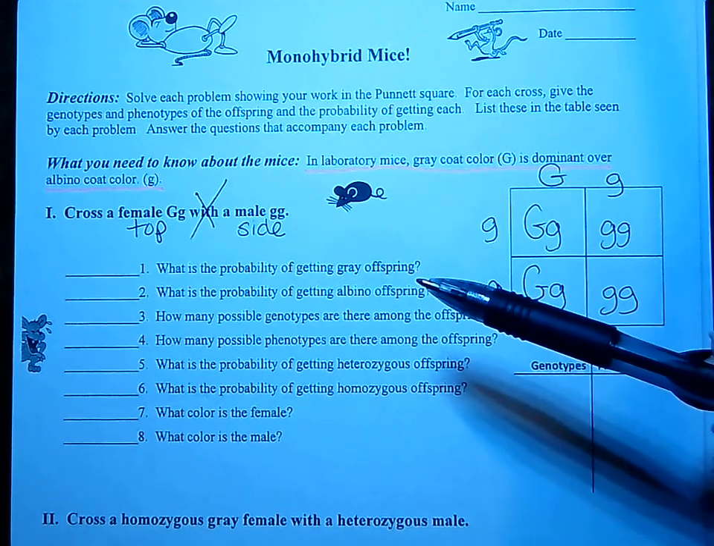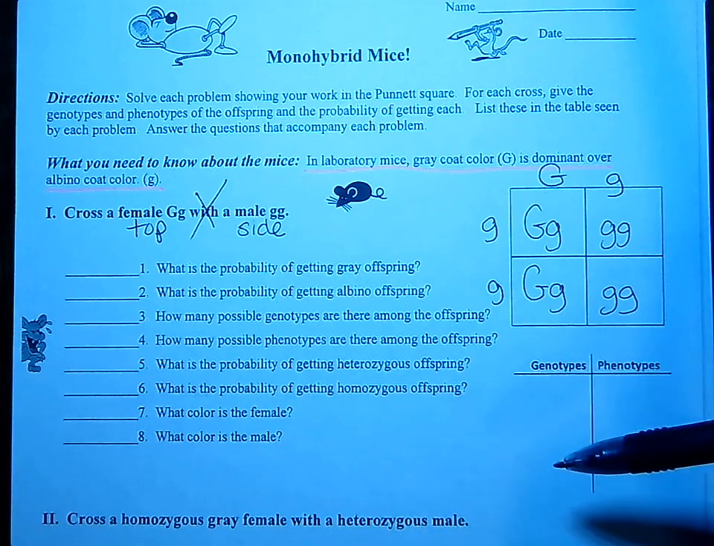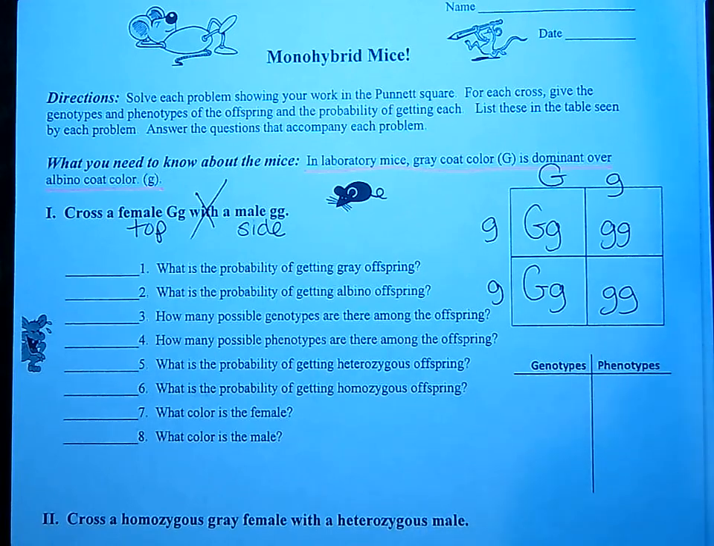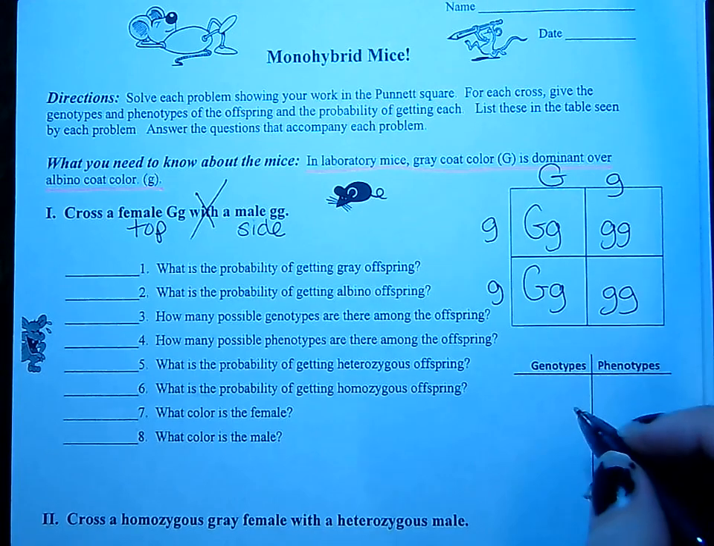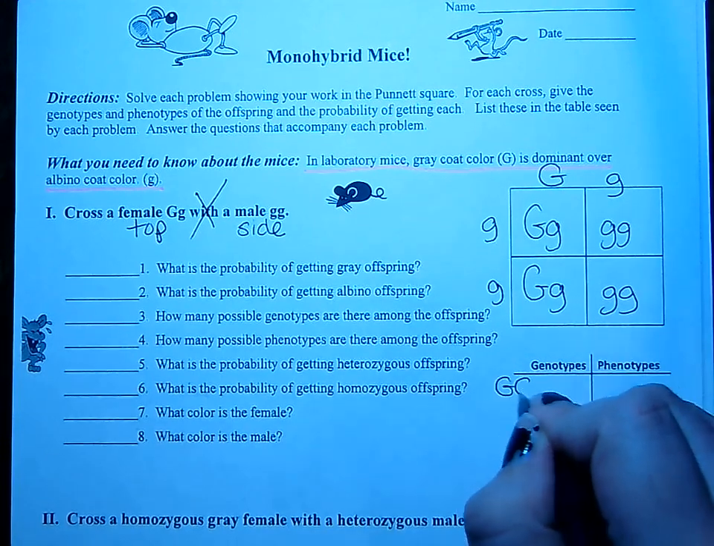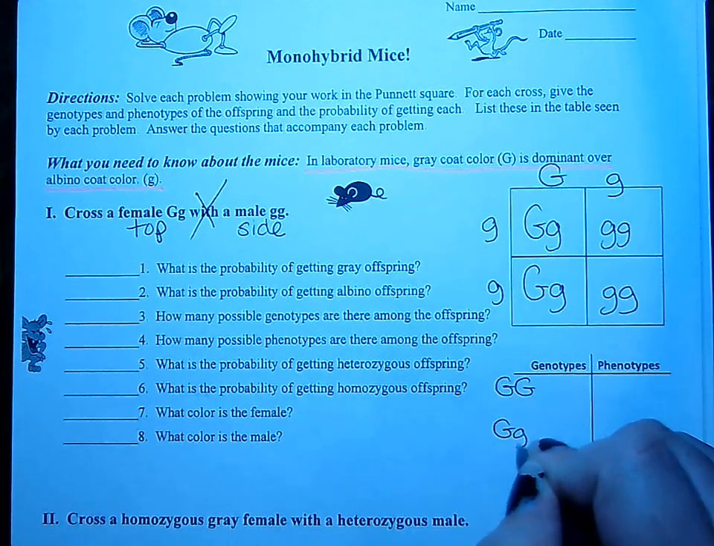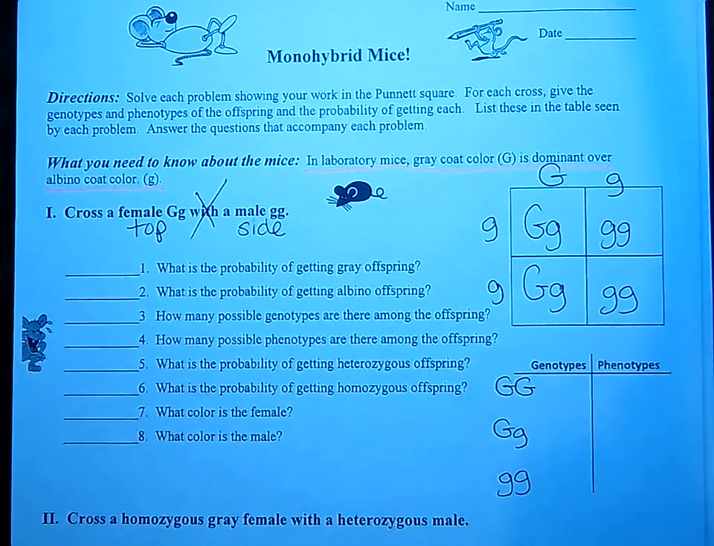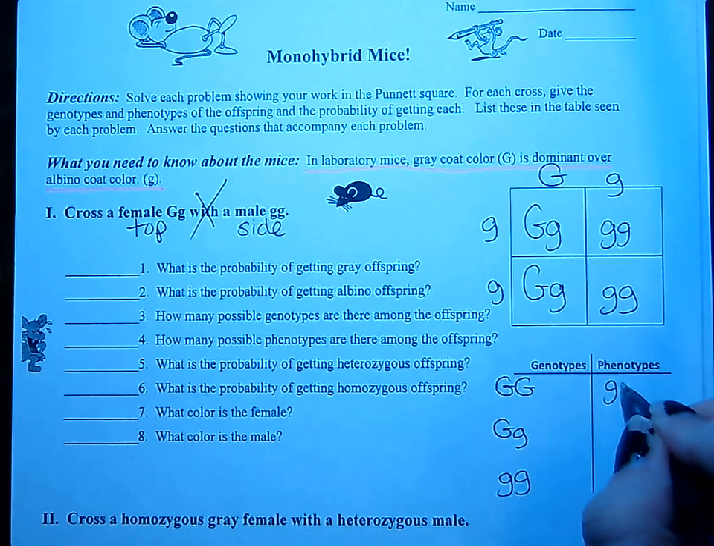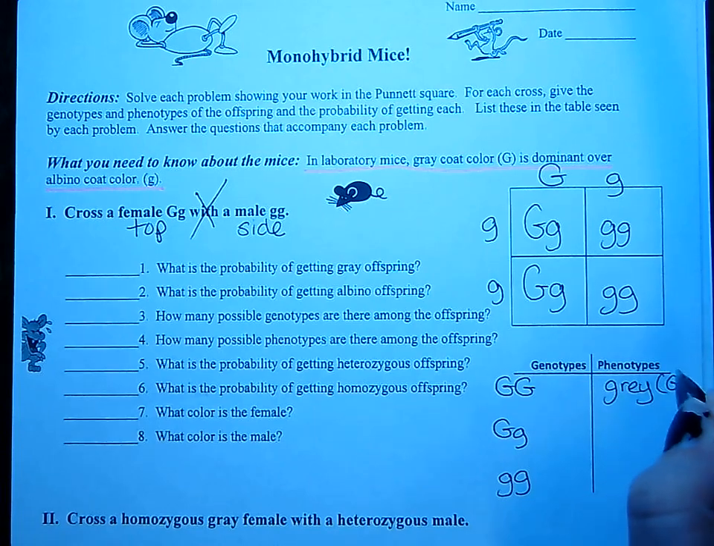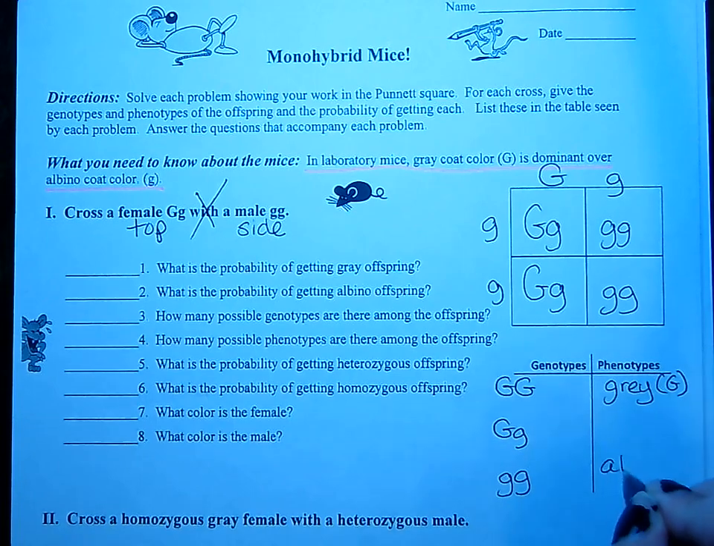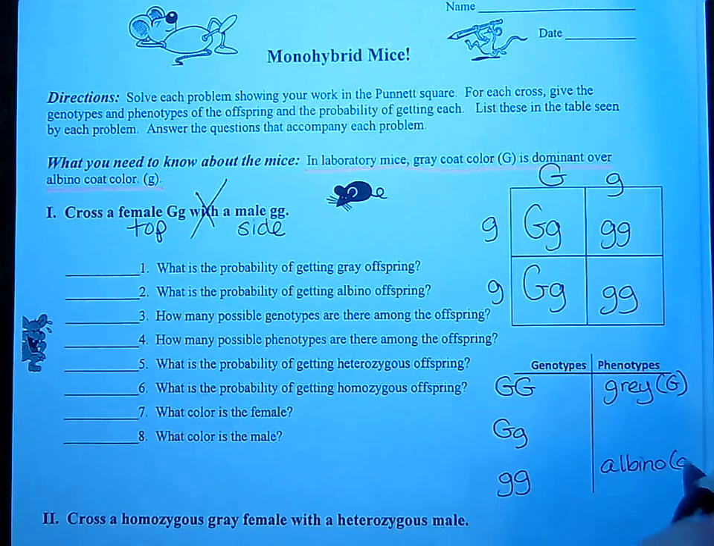So before we answer all of our questions, let's go ahead and write our genotypes and our phenotypes like we have done in the past. For genotypes, you do big G big G, big G little g, and little g little g. For phenotypes, the gray color coat is dominant. The albino color coat is recessive.